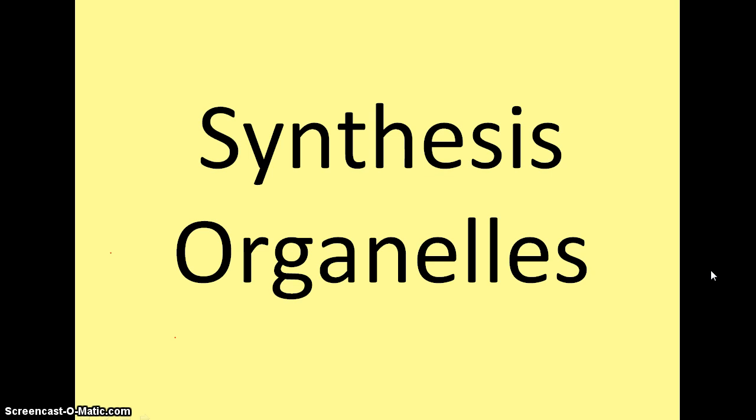In the previous video, we discussed the structural organelles, which help a cell maintain its shape, keep things out, keep things in, but still allow things to come and go. This time we're going to be talking about the synthesis organelles, the individual organelles that actually make things. There are four different types of synthesis organelle: the nucleus, which is the first thing we're going to talk about, ribosomes, the endoplasmic reticulum, and the Golgi apparatus.